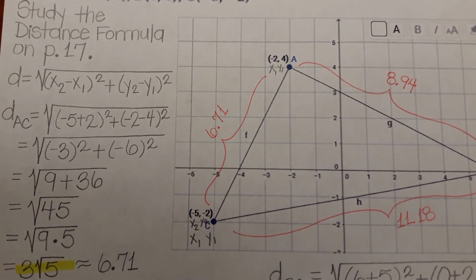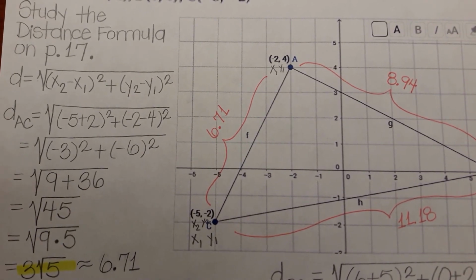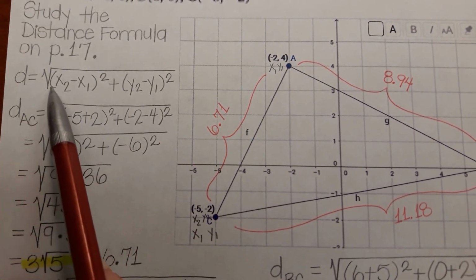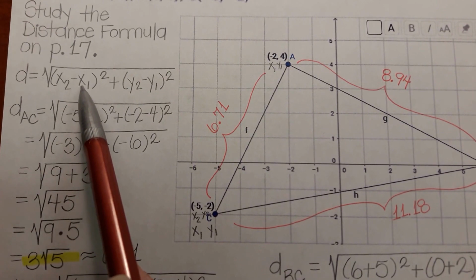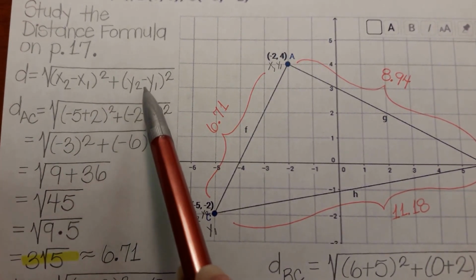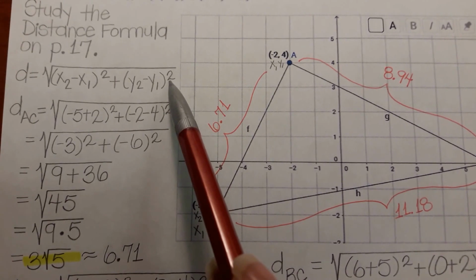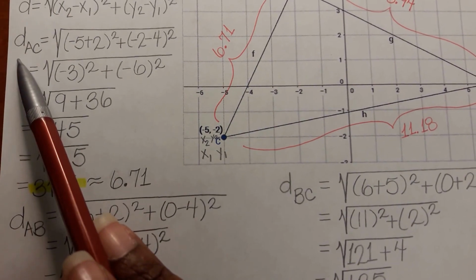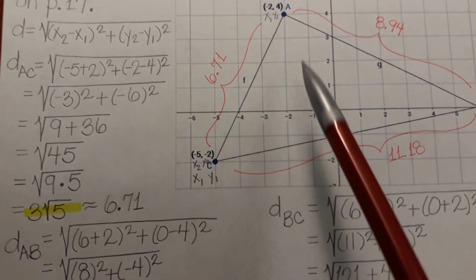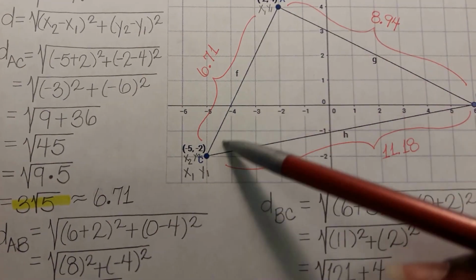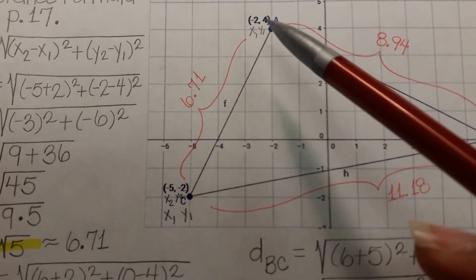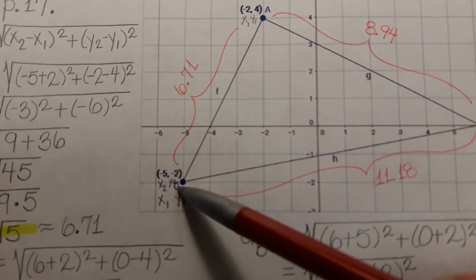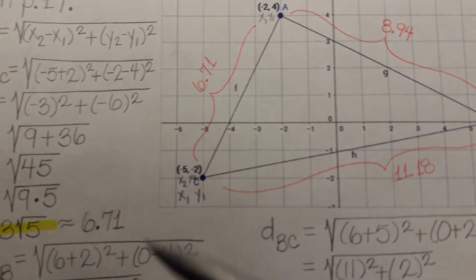Your distance formula is back in chapter 1, and that's on page 17. So if you look at the distance formula, D equals the square root of x2 minus x1 all squared plus y2 minus y1, and all of that is squared. I want to first find the distance for side AC. So we're looking for this side here. If you notice, I labeled my x1, y1, x2, y2. And that is so important. That way you won't get your numbers mixed up.